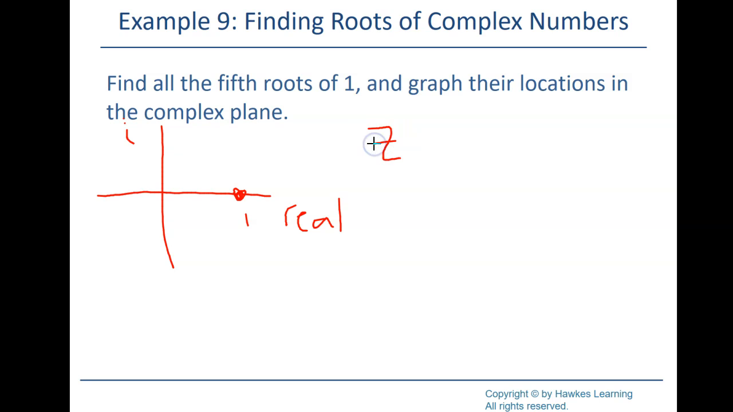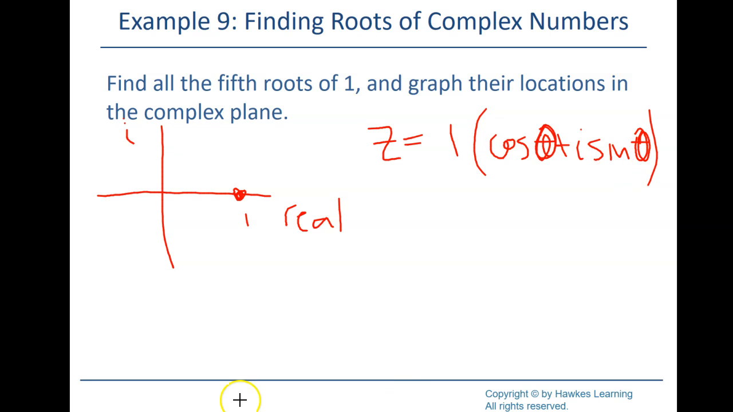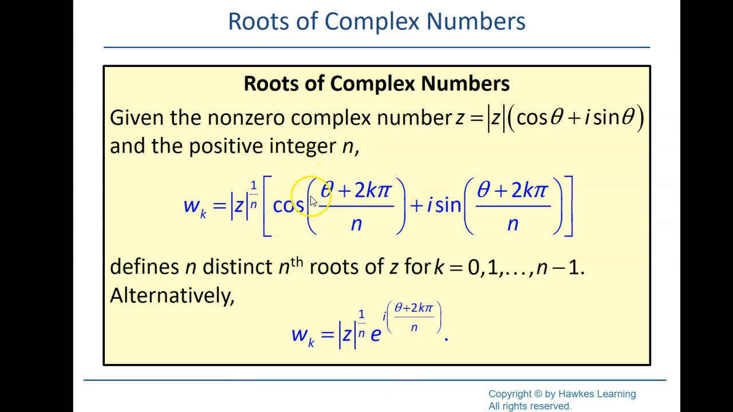If I wrote it in the polar form, it would be z equals, the magnitude is 1 times the cosine of 0 plus i times the sine of 0. All right, those are zeros, not thetas, sorry, 0. So our initial angle in this formula here was 0. Okay, and then 2k pi over n.